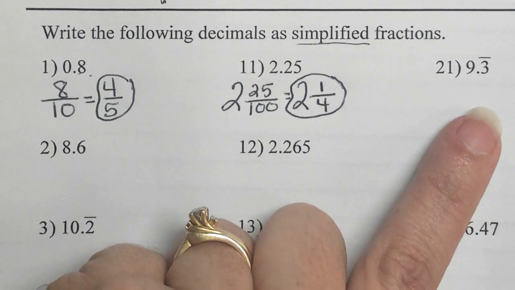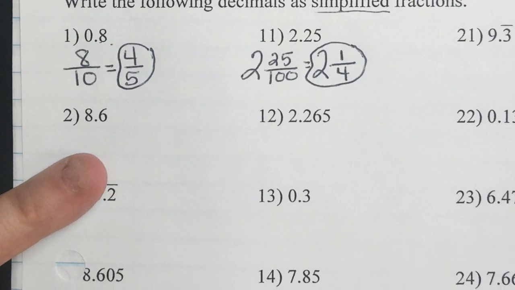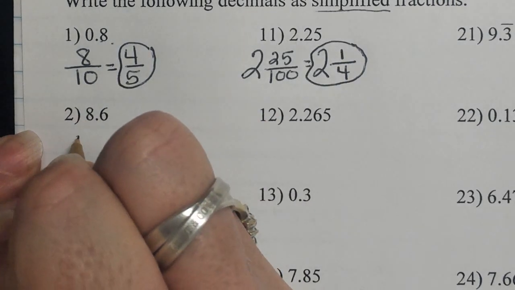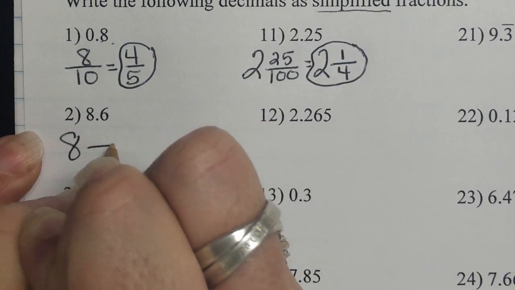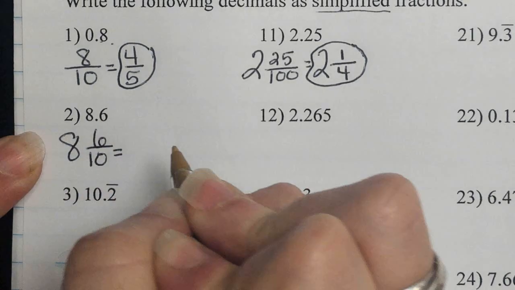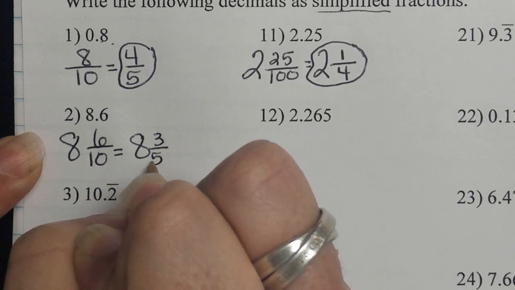Okay, let's just go down. I'm going to go down to number 2 here. It says 8.6. So you keep the big 8 in front of the fraction, 6/10, and then divide by 2 would be 3/5.